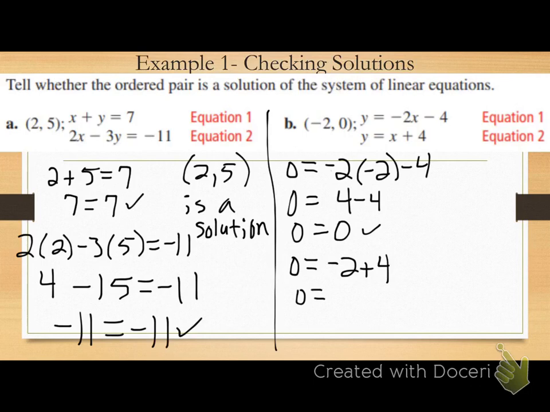So what's negative 2 plus 4? Positive 2. Both sides are worked out now. Does 0 equal 2? No. So, this ordered pair is a solution to my first equation, but not my second equation. Correct? So, is it a solution to the system as a whole? No, because it has to be true for both my equations. So I'd say negative 2, 0 is not a solution.